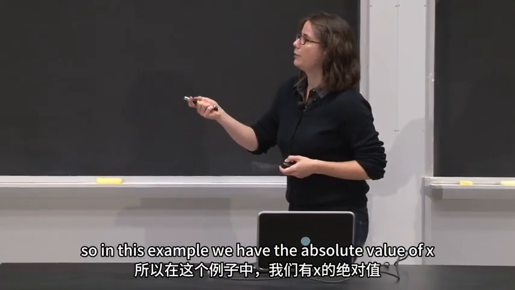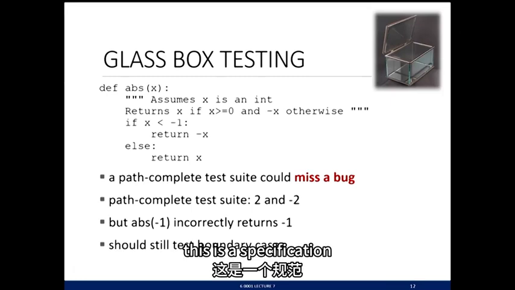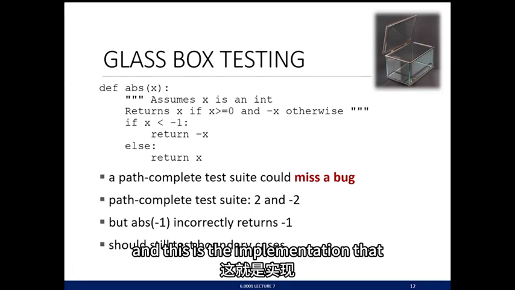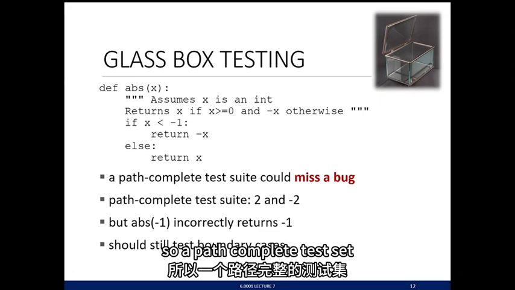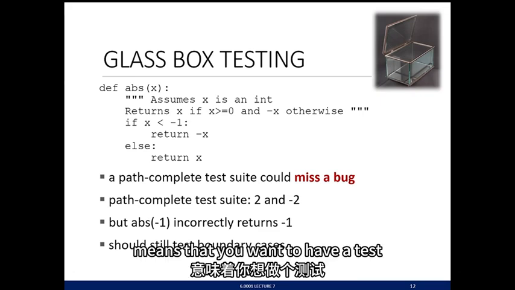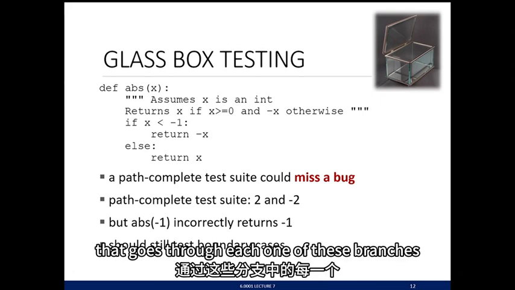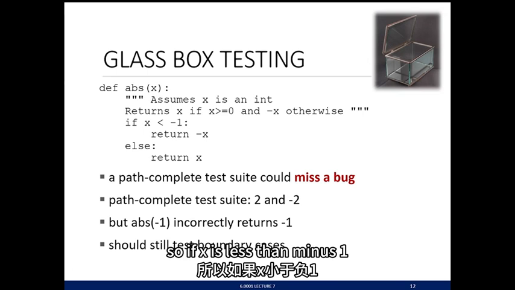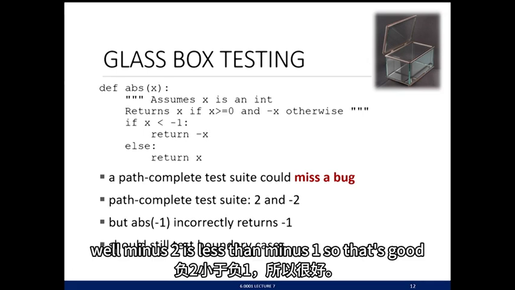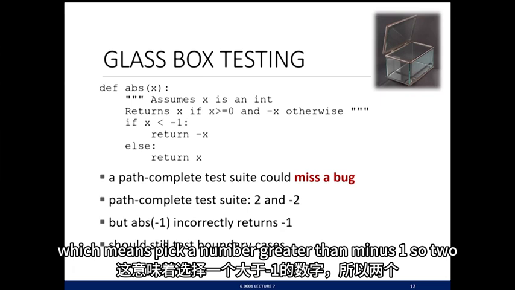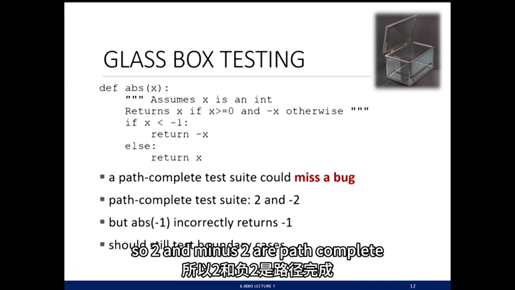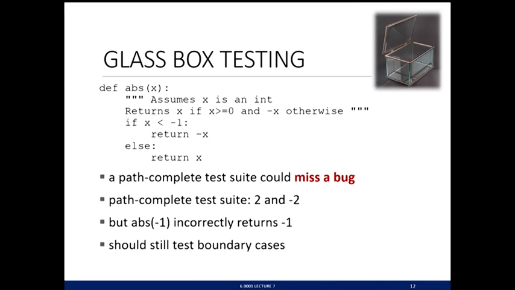So in this example, we have the absolute value of x. This is a specification, and this is the implementation that someone decided to do for this function. So a path-complete test set means that you want to have a test that goes through each one of these branches. So if x is less than -1, well, -2 is less than -1, so that's good. And otherwise, which means pick a number greater than -1, so 2.